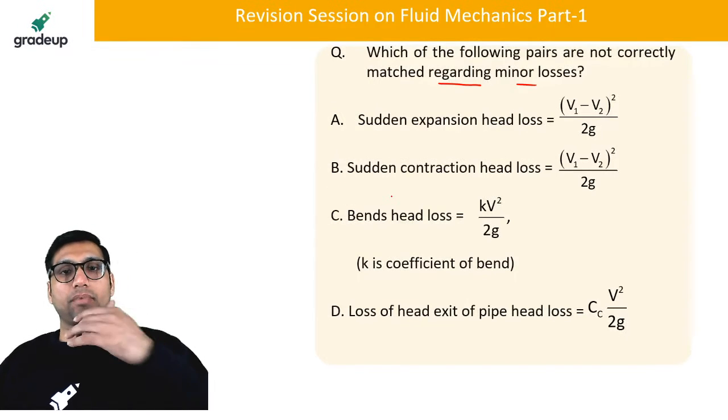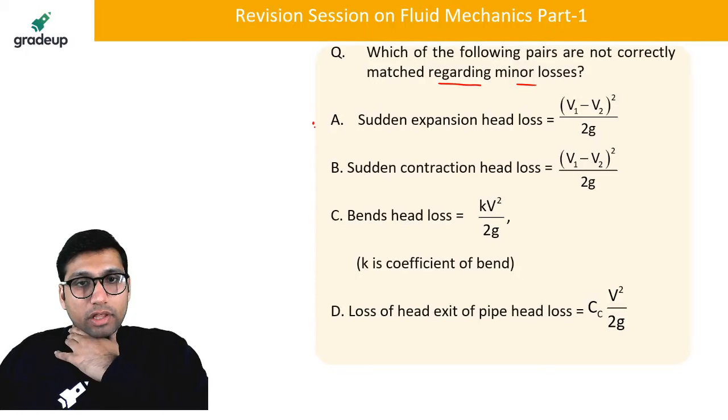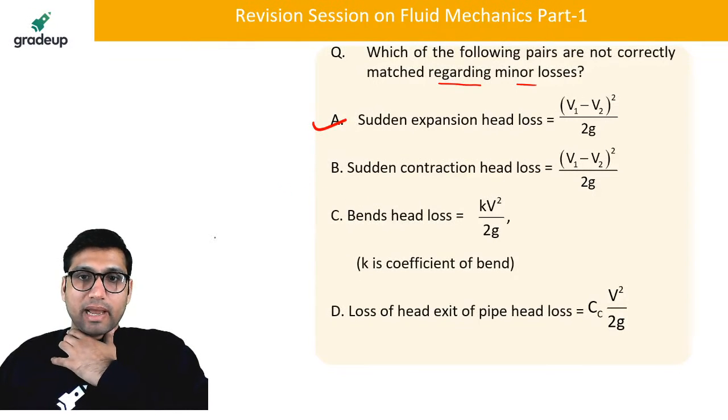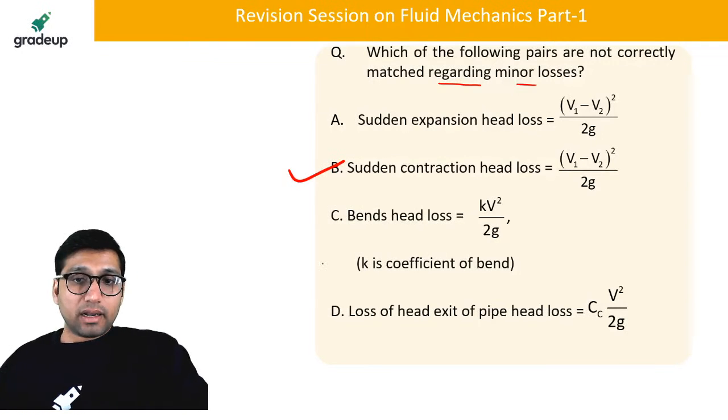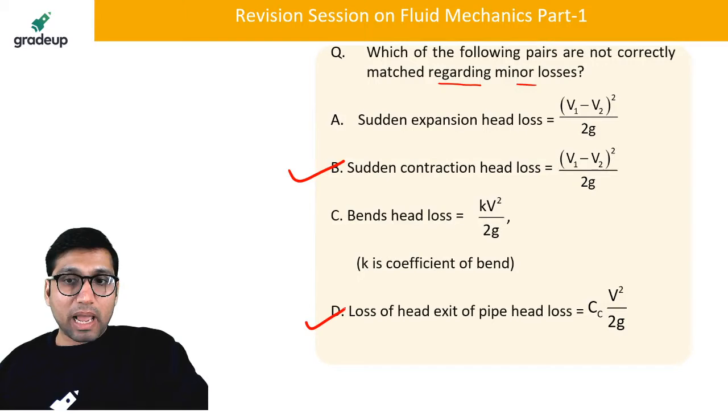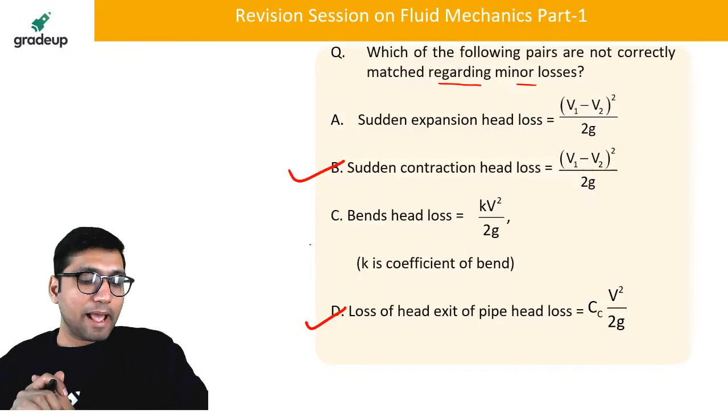B and D. Sudden expansion loss is equal to A, correct? This is not correctly matched. Which of the following is not correctly matched? So this is not correctly matched. B and D, loss of head at exit of pipe is not equal to this. It is simply equal to V square by 2g. So these two are not correctly matched. So the right answer is option B and D.